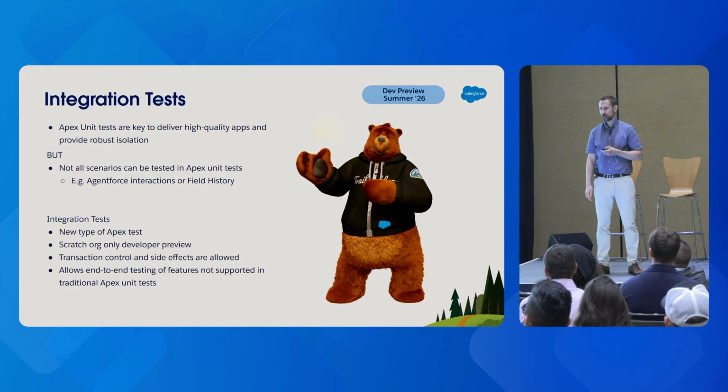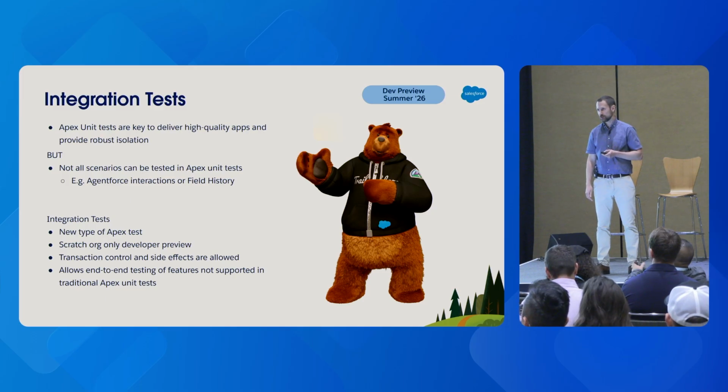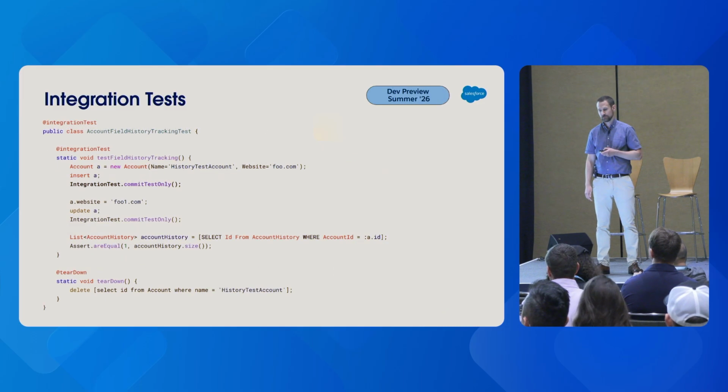So we are introducing a new type of Apex test that we are calling integration tests. As I mentioned, it's going to be a scratch-org-only developer preview in Summer 26. This type of test gives you explicit transaction control and allows side effects, so you can do true end-to-end testing of your integrations and do not have an isolated rollback test like traditional Apex unit tests give you. And let's jump right into what an example of one of these looks like.